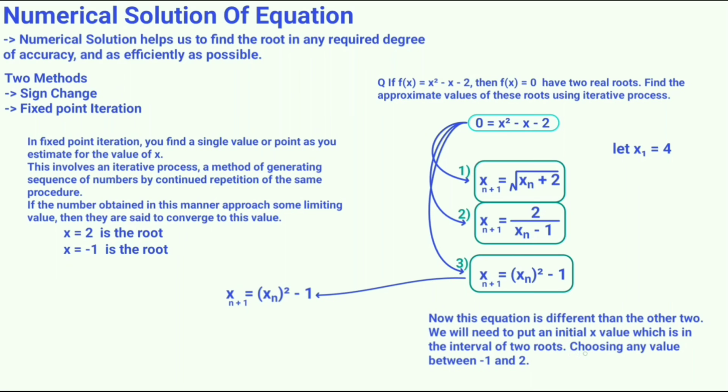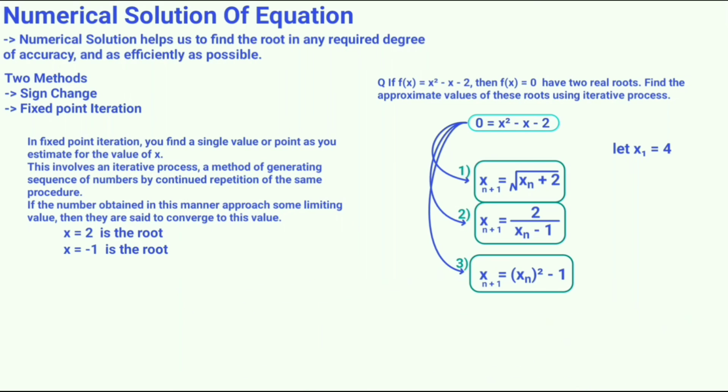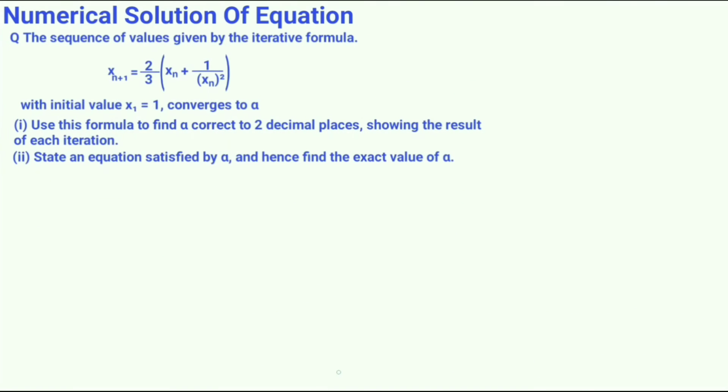Now this equation is different from the other two. We will need to put in an initial value of x which is in the interval of the 2 roots, choosing any value between minus 1 and 2. In this case, we can take x equal to 1, and we get minus 1, same thing. Okay, so that was the numerical solution of the equation.